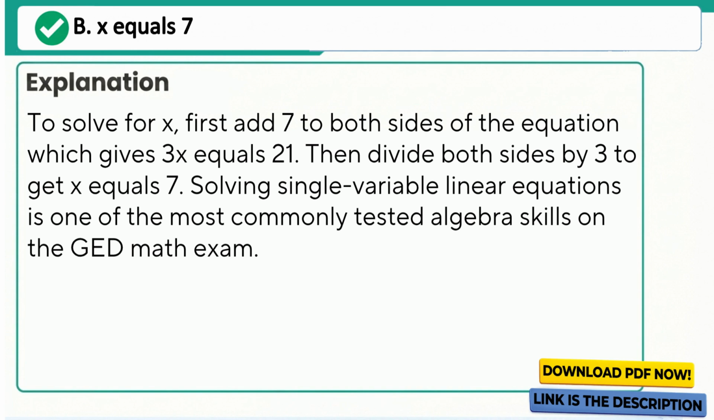Explanation. To solve for x, first add 7 to both sides of the equation, which gives 3x equals 21. Then, divide both sides by 3 to get x equals 7. Solving single-variable linear equations is one of the most commonly tested algebra skills on the GED Math exam.